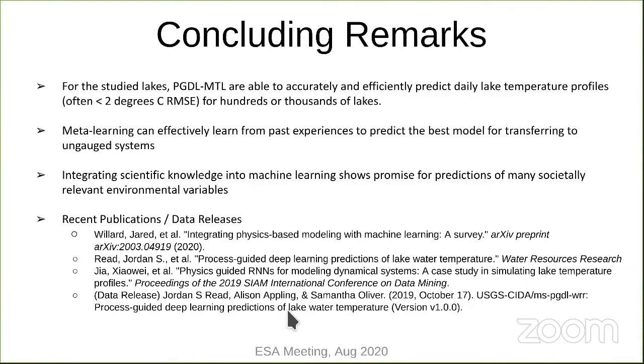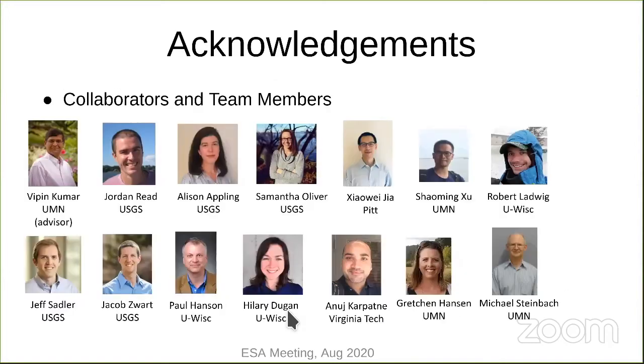So in conclusion, for the studied lakes in the Midwest, PGDL MTL can accurately and efficiently predict daily lake temperature profiles, often less than 2 degrees RMSE for hundreds or thousands of lakes. And the meta learning can effectively learn from past experience to predict the best model for transferring to these ungauged systems. And going with the theme of this workshop, integrating scientific knowledge into machine learning shows promise for predictions of many societally relevant environmental variables, especially given the generality of this framework and many other approaches you will see described in this workshop. And that's my talk. Thank you.